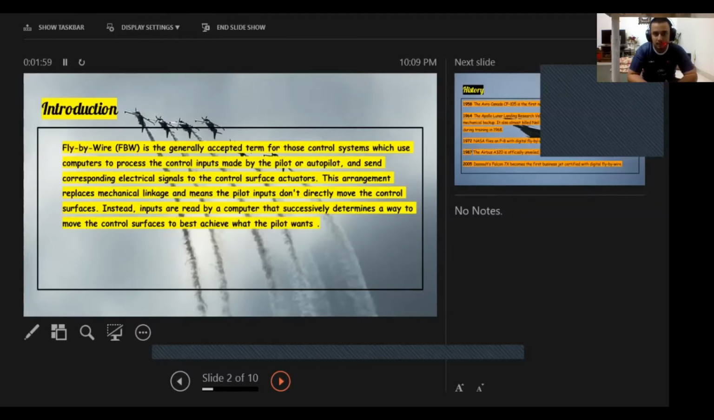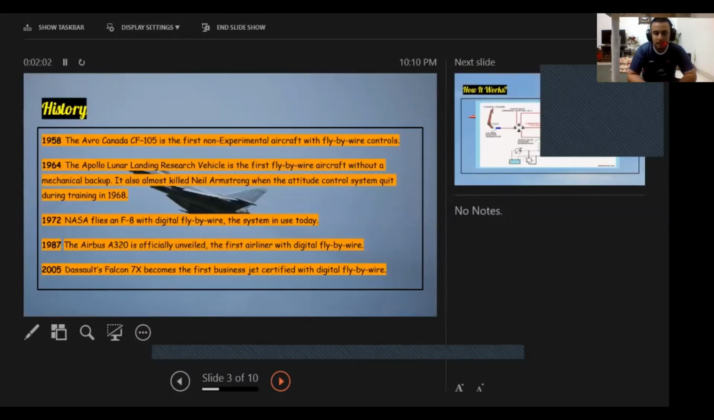For the second slide is the history. What is the first plane to use FBW, the fly-by-wire? According to this timeline, in 1958, the Avro Canada is the first non-experimental aircraft with fly-by-wire control.